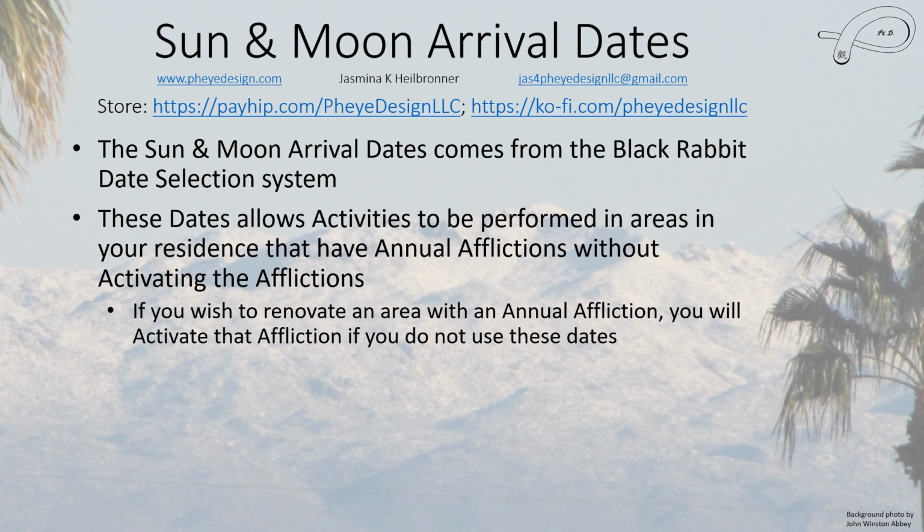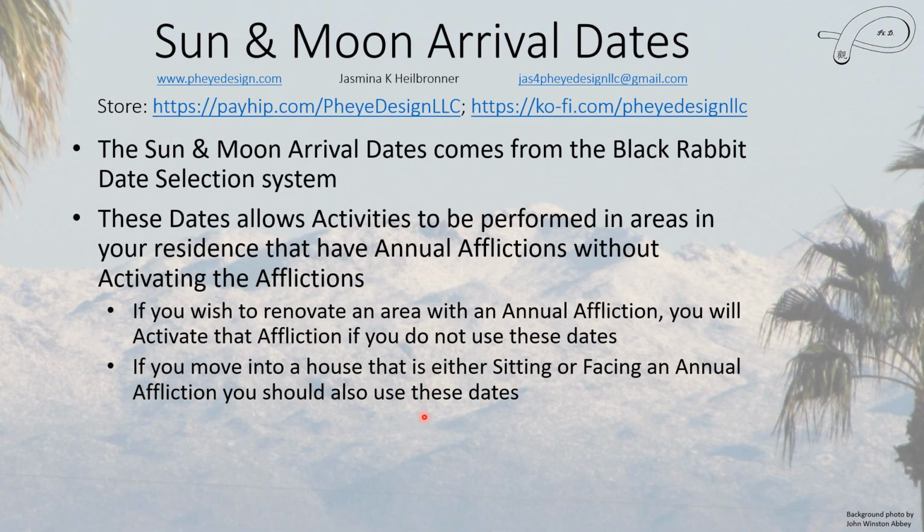So if you do not use these dates, you are extremely likely to activate the annual affliction, and others will say you're guaranteed to. But perhaps if it's a very minor renovation, it won't be. So it's a bit hard to tell.